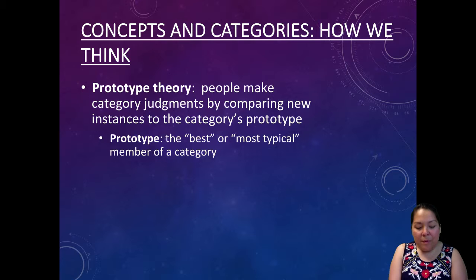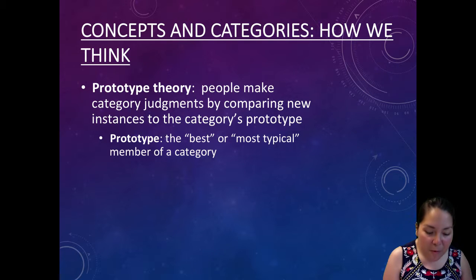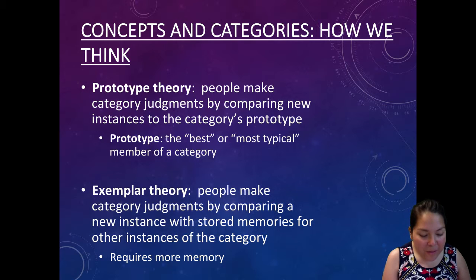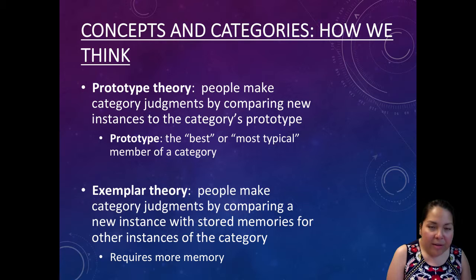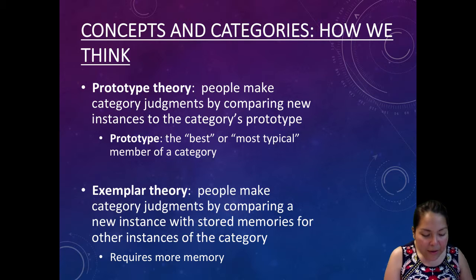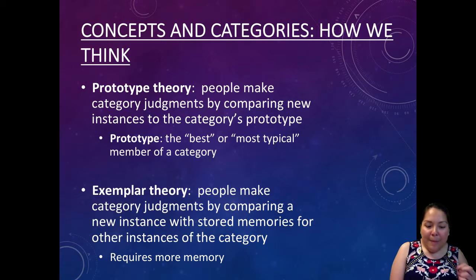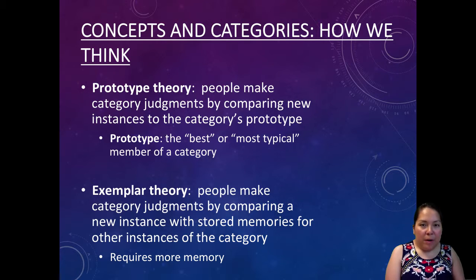This type of cognitive process is located in the left hemisphere and visual cortex, suggesting that prototype learning requires image processing. And so next, the exemplar theory is where people make category judgments by comparing a new instance with stored memories of other instances of the category. So if you're in the woods and you spot a four-legged animal, you might automatically think it might be a wolf or a coyote, but it reminds you of your neighbor's German Shepherd, so you don't freak out and take off running.